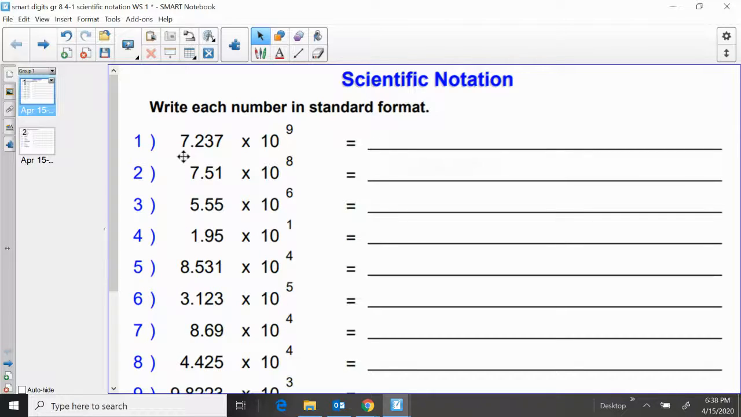standard form. So 7.237 times 10 to the ninth, the answer would be 7,237,000,000. So how did Mr. Leary do that? Well, very easily, okay?